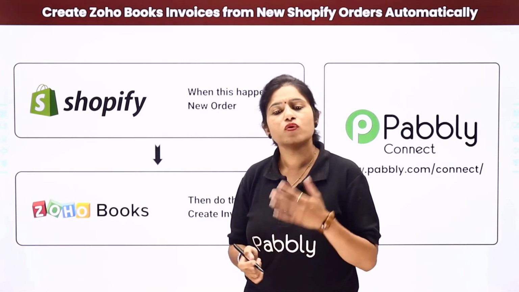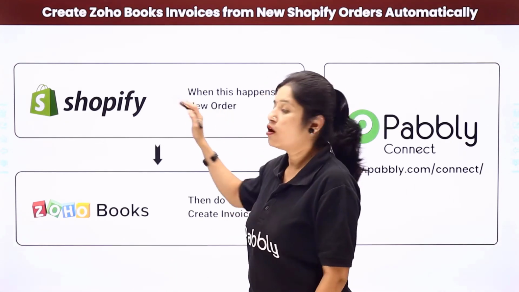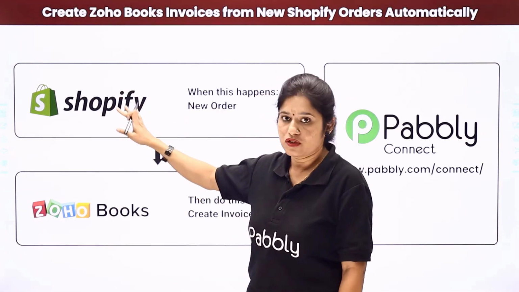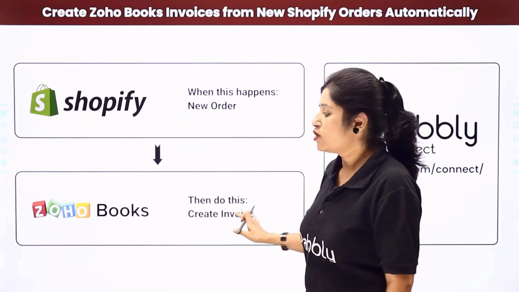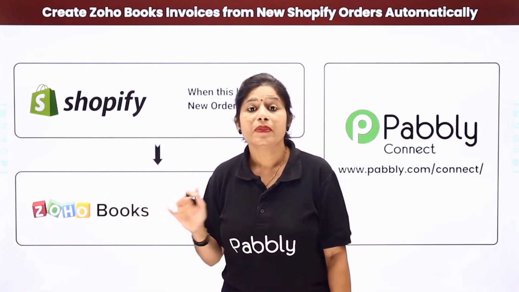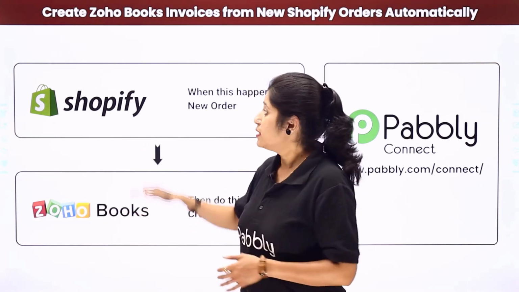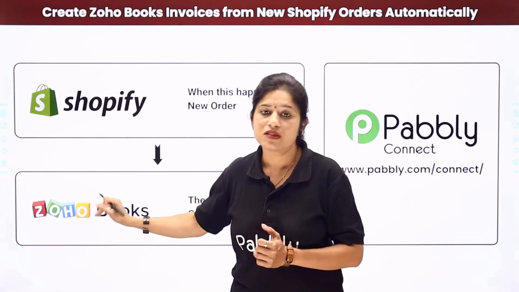The second option is to create an automation so that whenever you receive a new order on your e-commerce platform, on your Shopify store, automatically using the details of the order, a new invoice should be generated in your accounting software, that is your Zoho Books. But here a problem is that there is no direct connection between your Shopify store and your Zoho Books account.